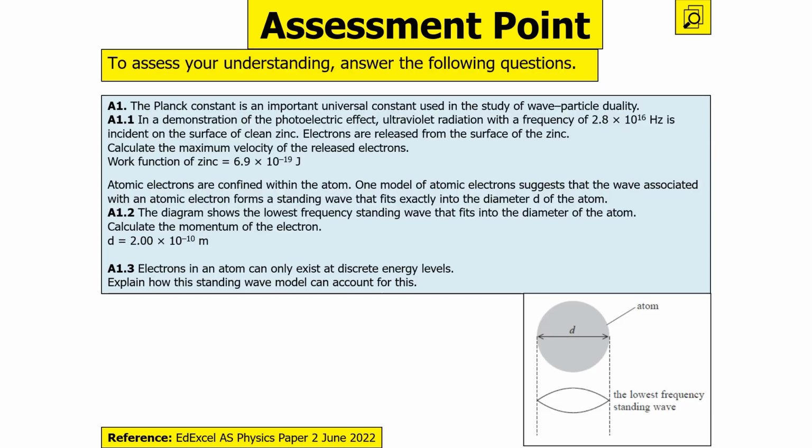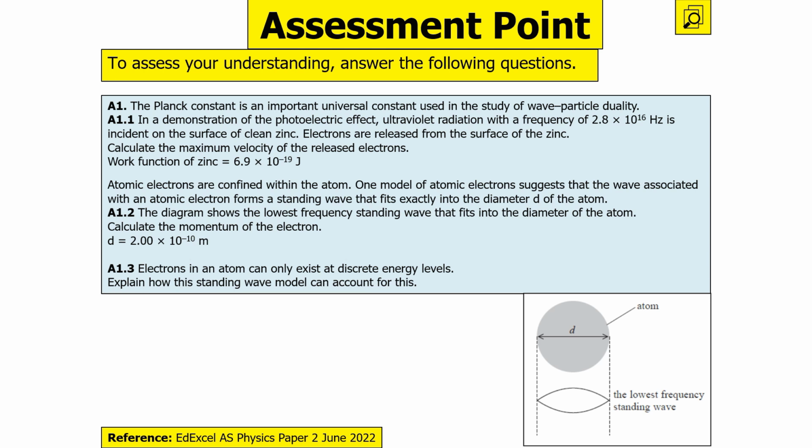The next question says the Planck constant is an important universal constant used in the study of the wave-particle duality. In a demonstration of the photoelectric effect, ultraviolet radiation with a frequency of 2.8 times 10 to the 16 Hz is incident on the surface of clean zinc. Electrons are released from the surface of zinc. Calculate the maximum velocity of the released electrons. The work function of zinc is 6.9 times 10 to the minus 19 joules.